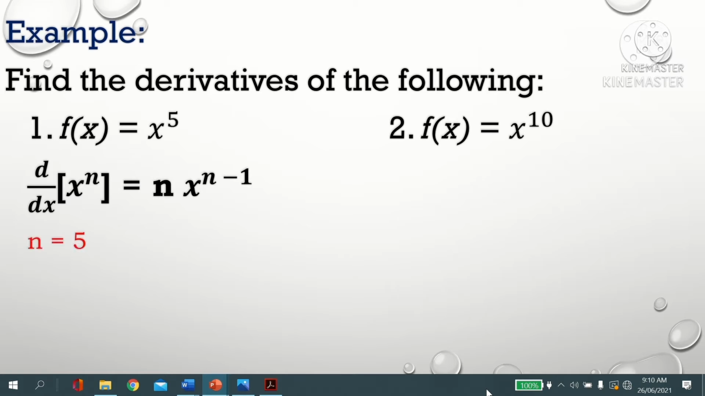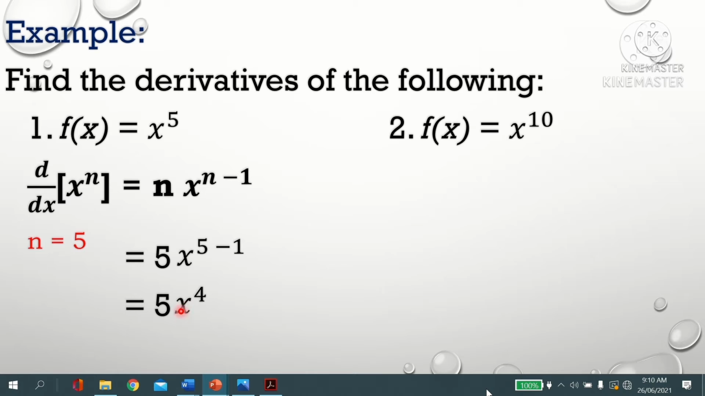So let's proceed to the formula. Just copy 5. Okay. So this one as value of n, which is 5. And then next, copy x and the exponent, but you're going to subtract 1. So 5x raised to 5 minus 1. And then simplify. So 5x raised to 4. So that's the derivative of this given function. So 5x raised to 4.